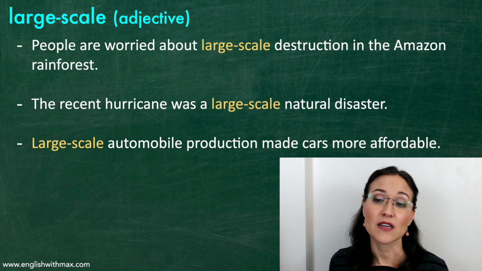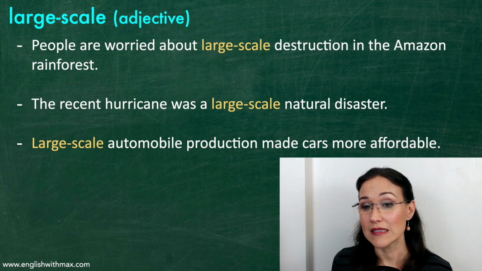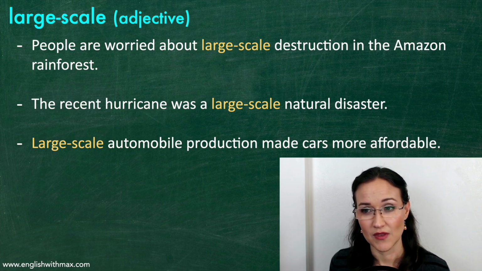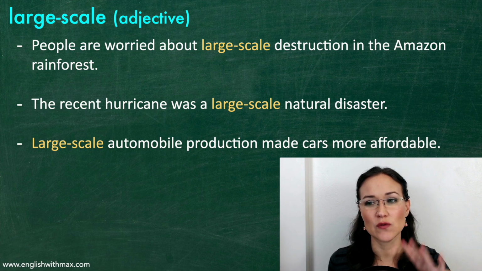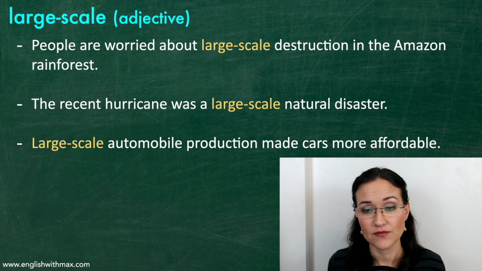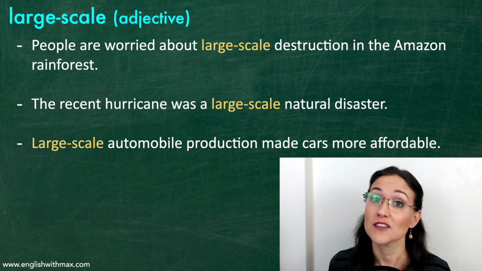People are worried about large-scale destruction in the Amazon rainforest. The recent hurricane was a large-scale natural disaster. That means it was over a large area and there was a lot of damage. Large-scale automobile production made cars more affordable.